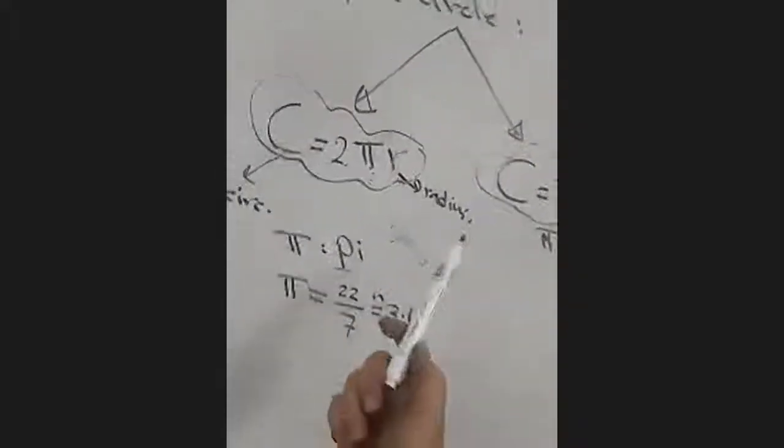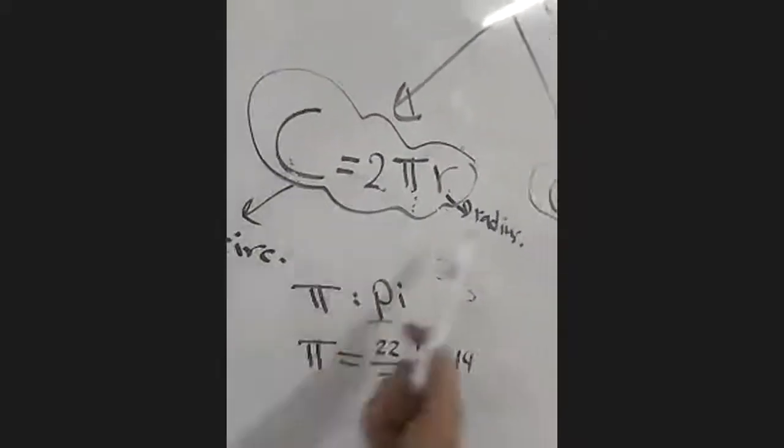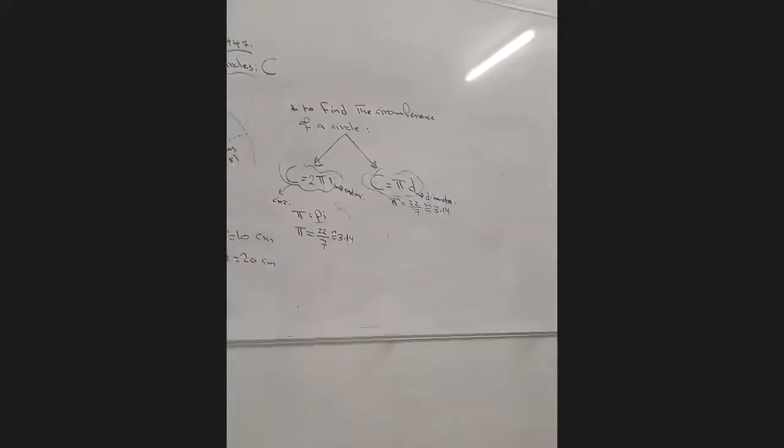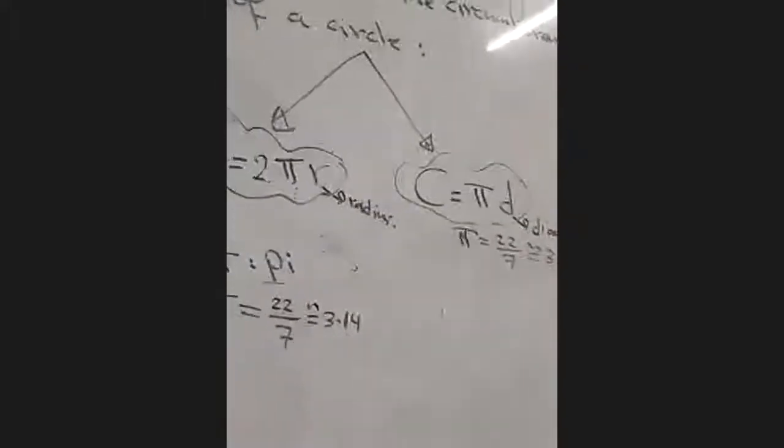If the question talks about the radius and the circumference, you will use this. If the question talks about the diameter and the circumference, you will use this. This is the whole idea of the lesson. Hope you understand it. Memorize the formulas very well. Let's do examples.